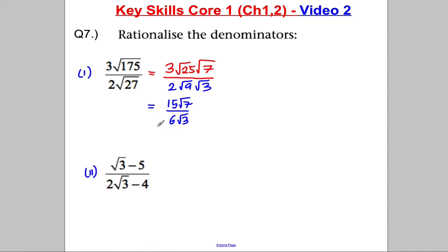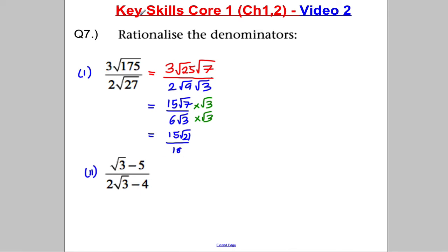Now, we can do a bit of simplifying here. We can multiply top and bottom by root 3 here because we do not want the surd there. So we're going to multiply by root 3 and we're going to multiply by root 3. On the top, root 7 multiplied by root 3 is root 21. So we have 15 root 21 divided by root 3 multiplied by root 3 is 3. 6 multiplied by 3 is 18.